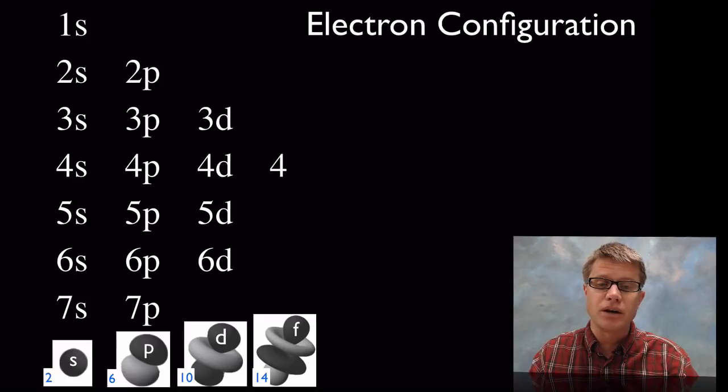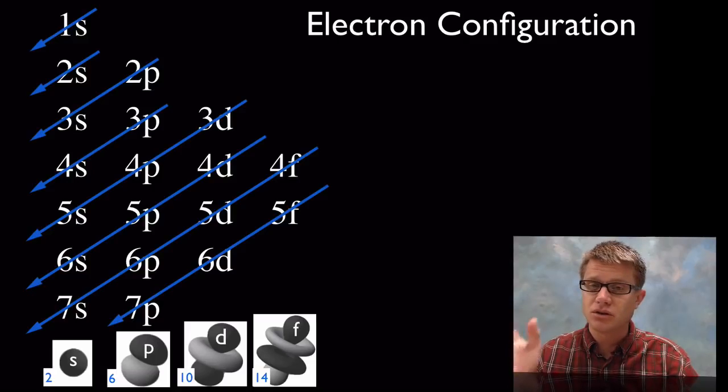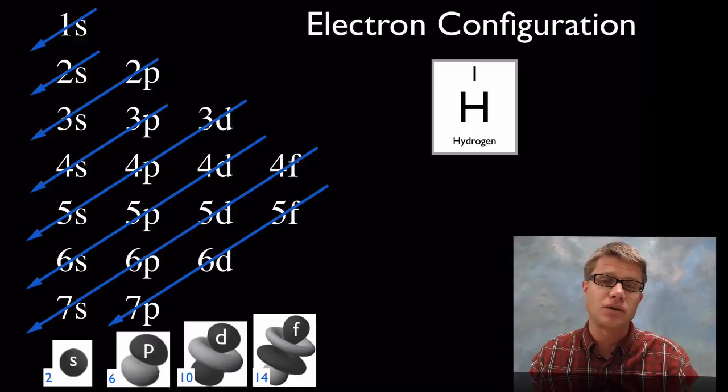Then you go to the 4, you write a 4 over here, and then you write f's all the way down. And once we have that, we can put diagonal lines in like this, and then we can do the electron configuration for anything. So you wouldn't even need a periodic table. You could just do this, and you can figure out electron configurations.